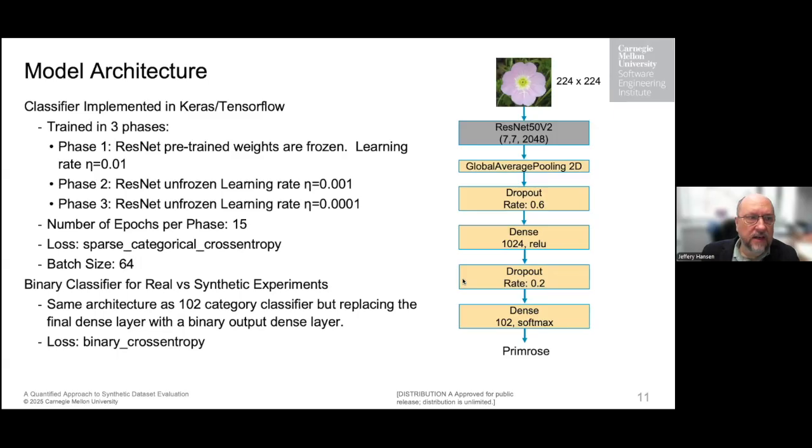In addition to the base classifier, we also have some experiments where we build a classifier to distinguish between real data and synthetic data, as a pre-experiment to evaluate the quality of a synthetic data set. It uses more or less the same architecture as our classifier, except replacing the final dense layer with a single binary output saying, is it real or is it synthetic?